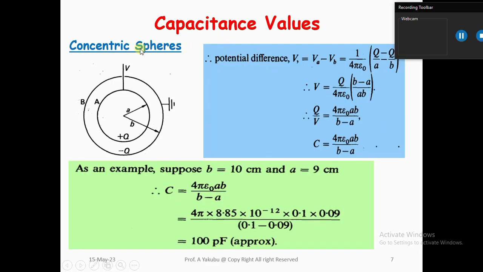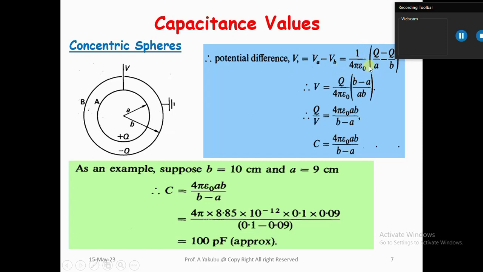Capacitance values, concentric spheres. We'll look at the potential difference between concentric spheres A and B. The smaller sphere has a radius of A and the larger sphere has a radius of B. The inner sphere has a positive charge while the outer sphere has a negative charge Q. If you put that into perspective and begin to look at the calculation, the potential difference between the two is going to be VA minus VB.